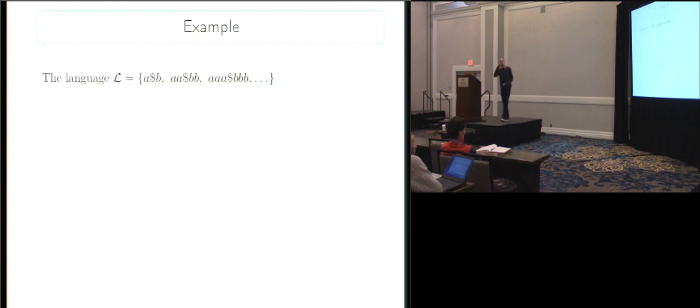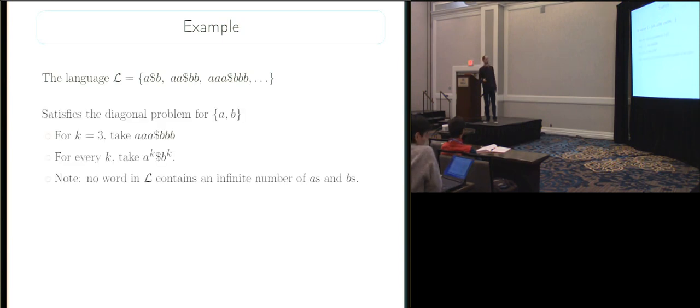Here's an example of the diagonal problem in action. Here we have a language with words of this form. The words have a certain number of A's, a dollar in the middle, and then a certain number of B's. So with one A we have one B, with two A's we have two B's, with three A's, three B's. We always put a dollar in the middle. And we can ask, what about the diagonal problem with the input set being A and B? Does this language satisfy the diagonal problem? It does if we can find a word which has an unbounded number of A's and B's. For example, for a bound k, we can satisfy this by taking a word that has three A's, a dollar, and then three B's.